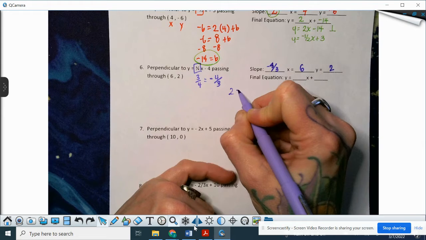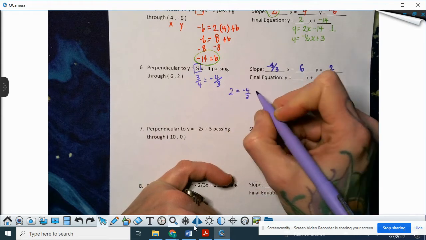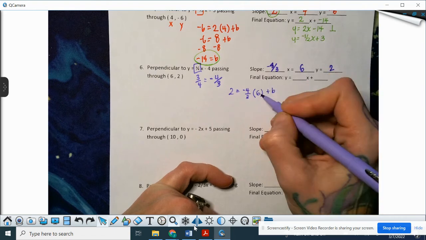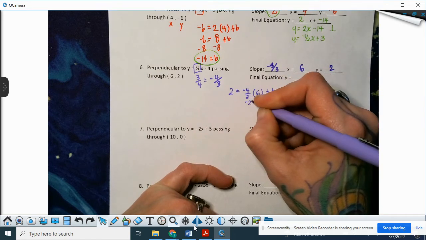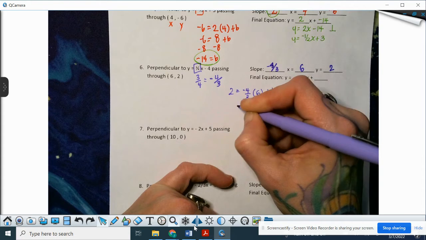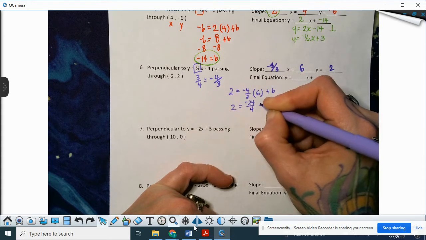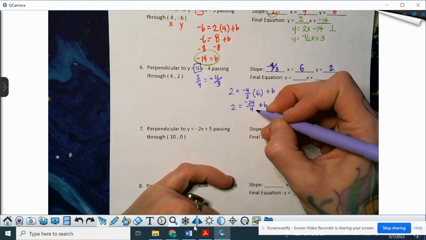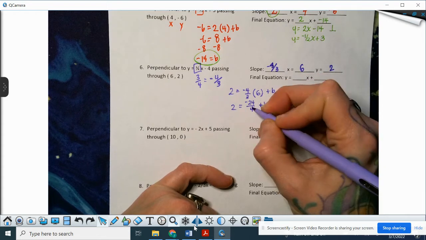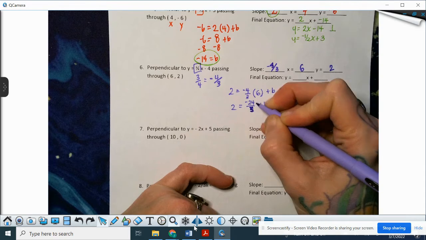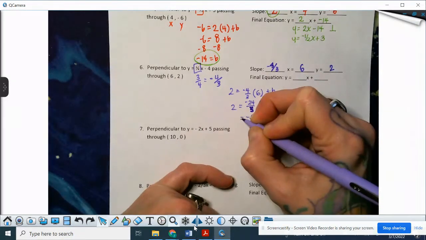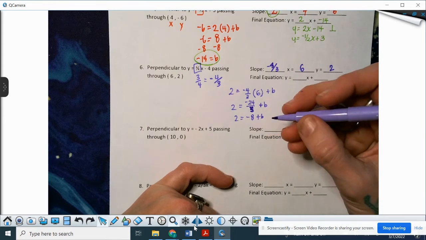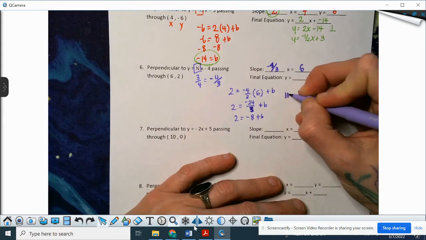And then we're going to plug in and solve. So 2 equals a negative 4/3 times 6 plus b. So 6 times 4 is going to give you a negative 24 because that's a negative 4. Divide that by 3. Whoops, that should be a 3 on the bottom. I'm sorry. 3. So it's going to give me negative 8. So 2 equals negative 8 plus b. We're going to add 8 to both sides. And that's going to give me 10 as my b value.